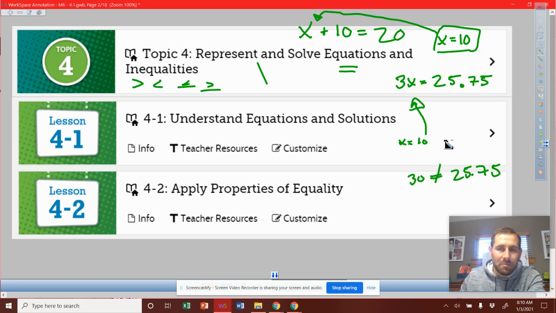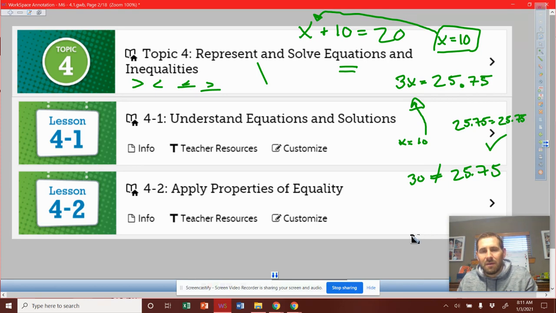So you've got to be able to plug a number in there, and then you would get 25.75 equals 25.75. And whatever that number you plugged in for x that gets it to equal each other, then you know you have your answer right. So that's some of the stuff we're working on throughout this unit.